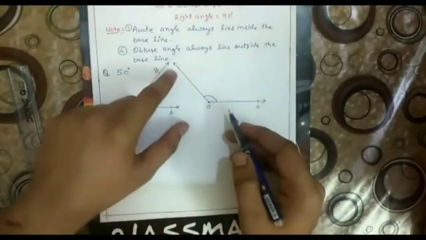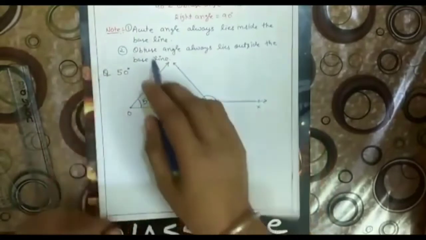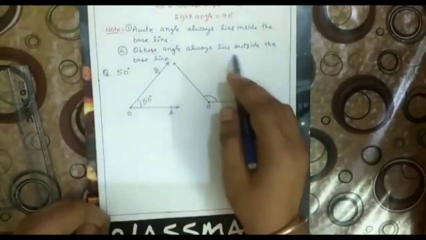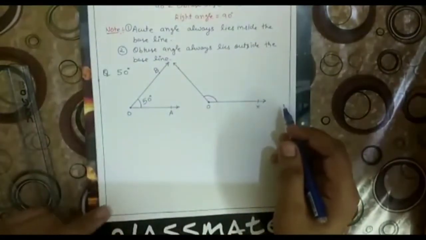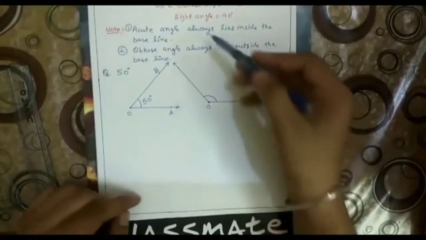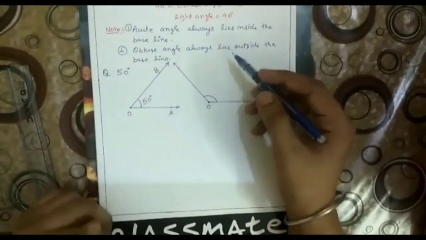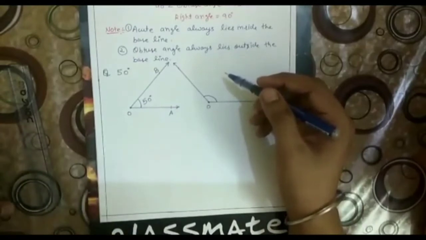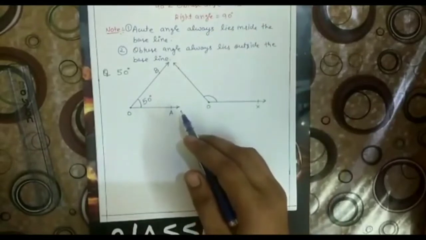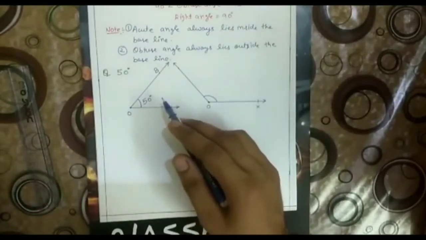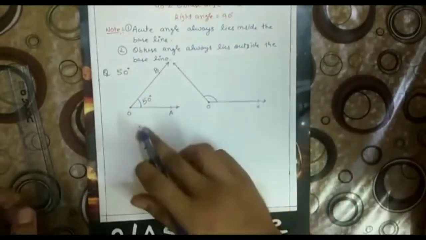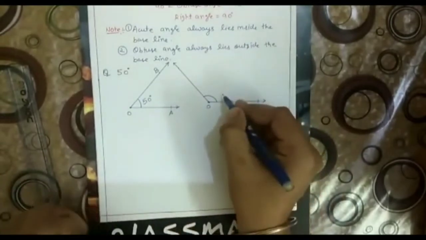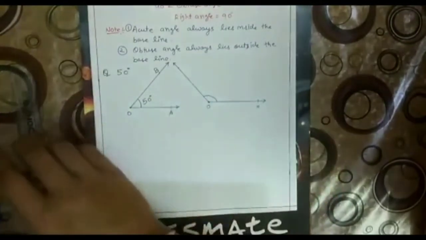As you can see, this ray lies outside this baseline, and remember the second point, obtuse angle always lies outside the baseline, and a 50 degree angle is not an obtuse angle, this is an acute angle. So always remember these 2 points, then you will never be confused about the 2 semicircles of your protractor. You just have to remember that my acute angle will come inside the baseline, and your obtuse angle always lies outside the baseline. So this is not the 50 degree angle. This is not a 50 degree angle.